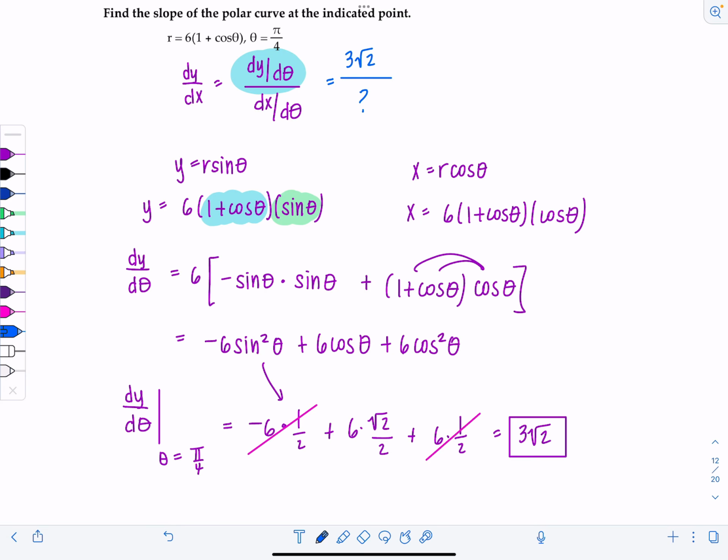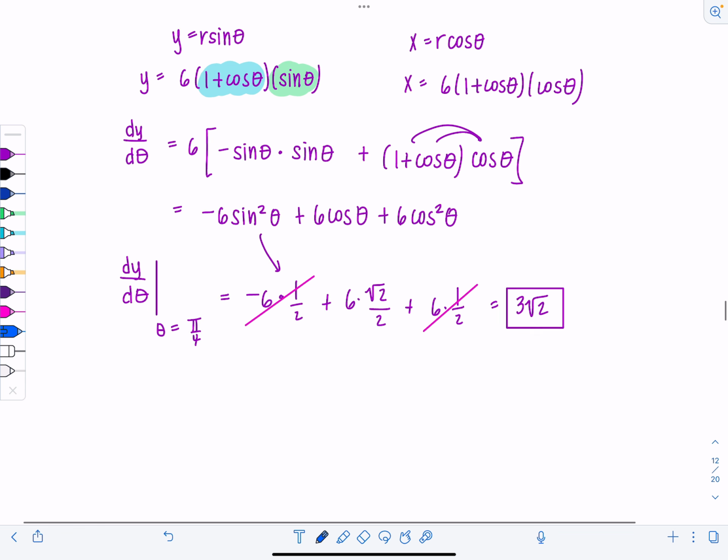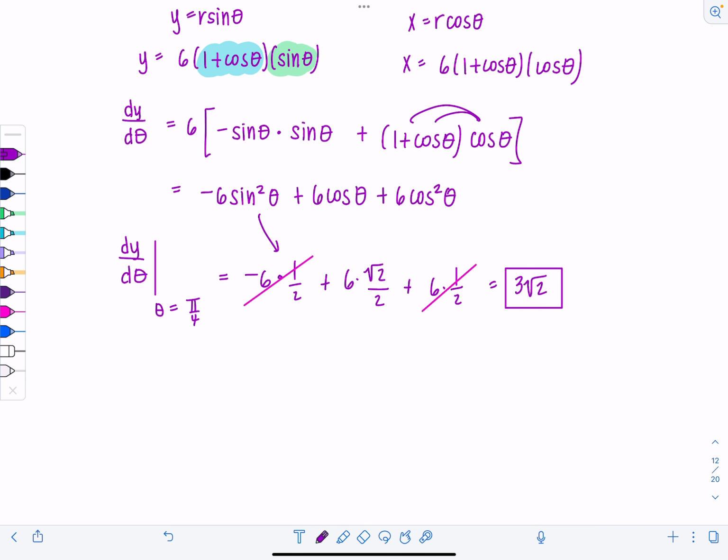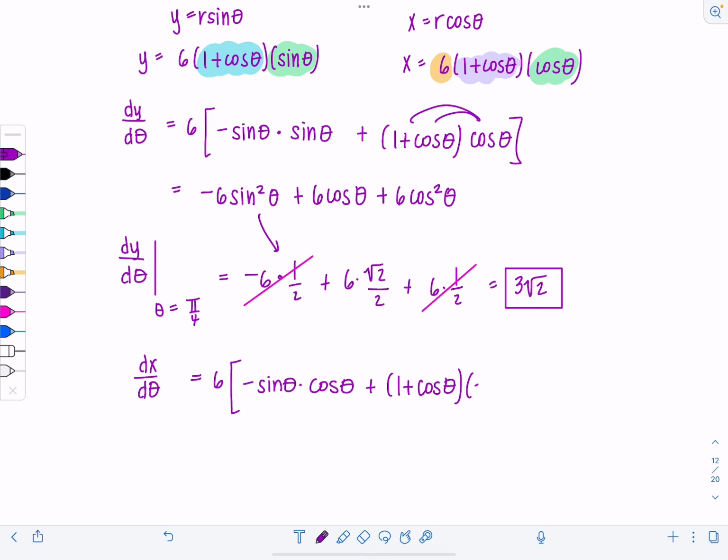So now let's find dx d theta, and I'll plug in pi over 4. You can plug it in at the very, very end. It's up to you. I'm feeling impatient. I wanted to plug it in right now. dx d theta. Again, I'm going to leave the 6 out, and then we have to do product rule. We have 1 plus cosine theta and then cosine theta. So 6 stay outside. Derivative of 1 plus cosine theta, that's negative sine theta. Leave the other guy alone. Plus, and then leave 1 plus cosine theta alone. Derivative of cosine theta is negative sine theta.